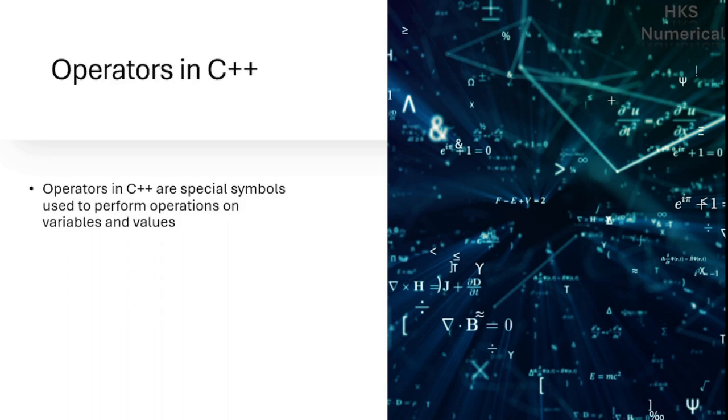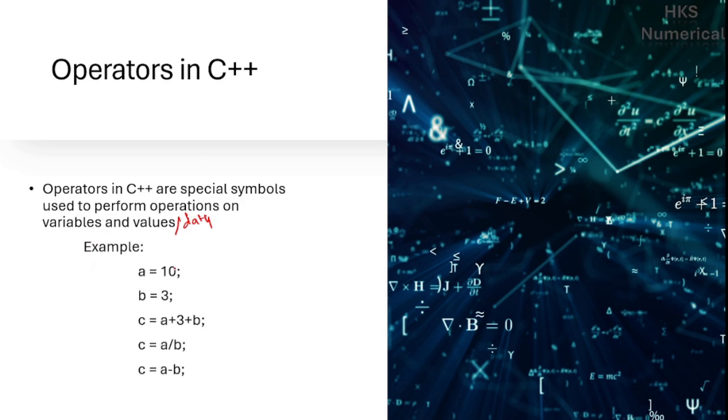In this lecture, I will teach you about the operators in C++. So what are operators in C++? Operators in C++ are special symbols that are used to perform operations on the variables or values or data, you can say.